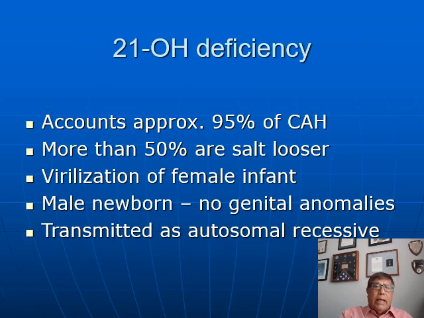And we also know that 21 hydroxylase deficiency is more than 90%, close to 95%, of all congenital adrenal hyperplasia, and more than 50% are salt losers. As a result of this, there is virilization of the female infant at birth in severe cases, but with simple cases or inadequate enzyme block, it may not give classical features. The point to note is that the male newborn with 21 hydroxylase deficiency would have no changes of the external genitalia. They will be just like a normal male. And as I said, it is transmitted as autosomal recessive.